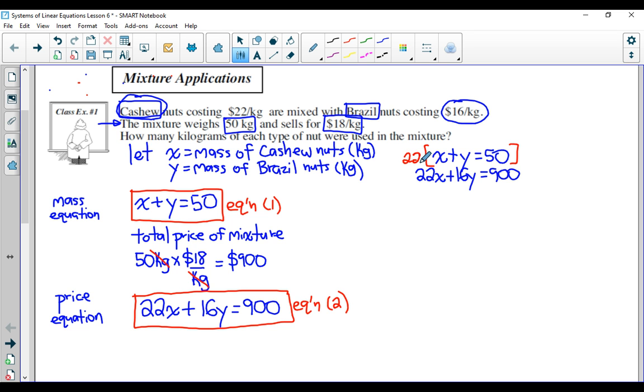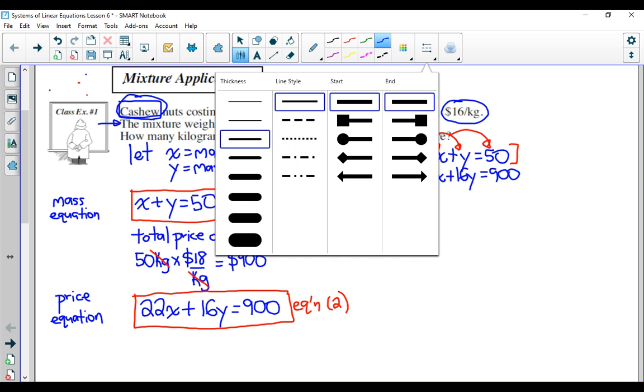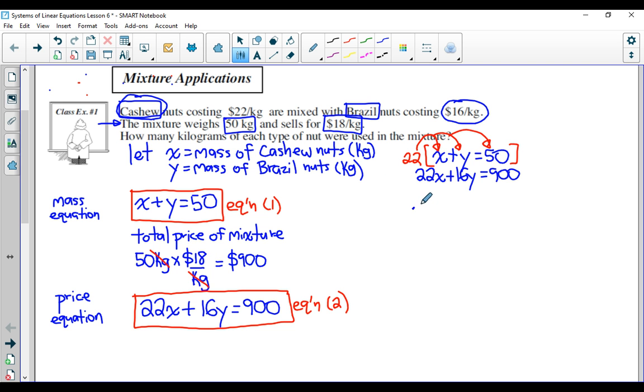So I'll multiply both the equations by 22, which means you got to apply that 22 to the x, the y, and the 50. So if I do that, you would then have 22x plus 22y would be equal to 22 times 50 is 1100. And then the second equation, you'd have 22x plus 16 times y is equal to 900.